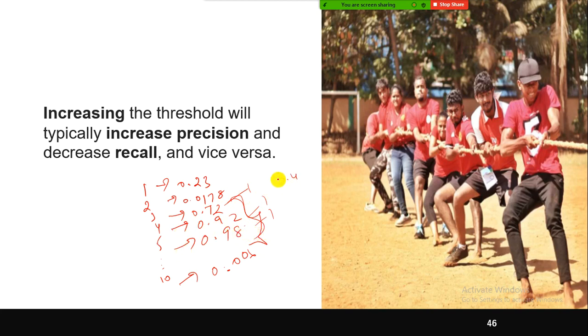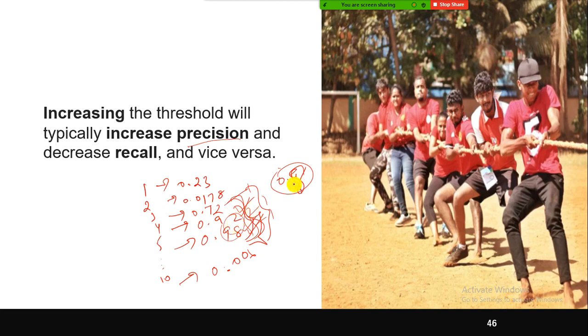So when you use 0.4, 3 observations come here. But when you use 0.8, what will happen? Only these 2 observations will come. In this case, it will increase the precision because the number of observations is just 2, and the predicted probability value is very high. Precision is nothing but the accuracy: out of the predicted positive values, how many of them are actually correctly predicted? The correctly predicted is good.